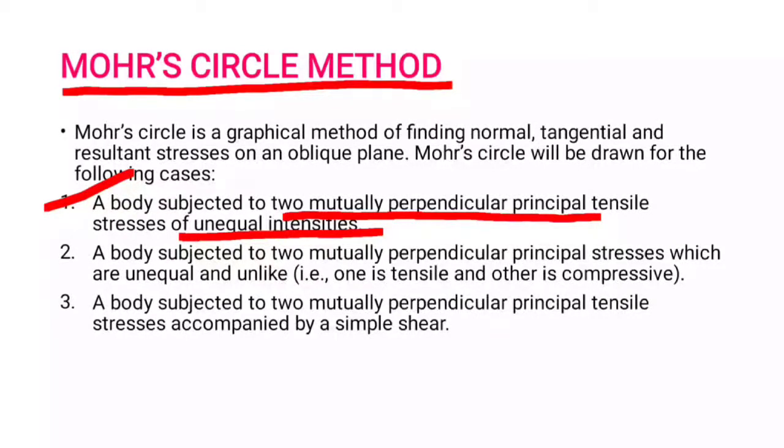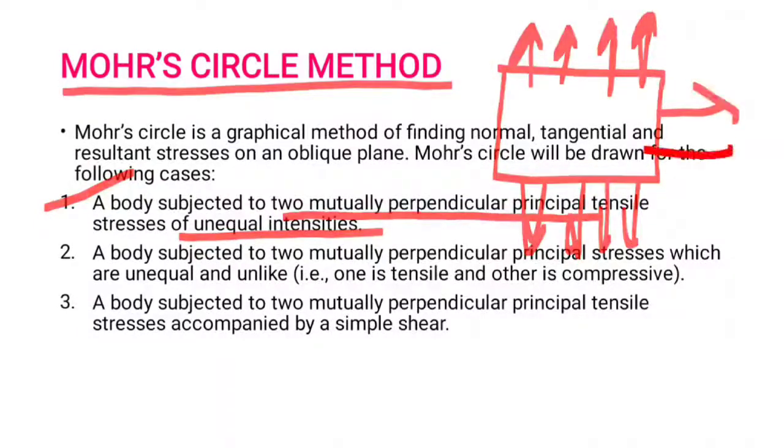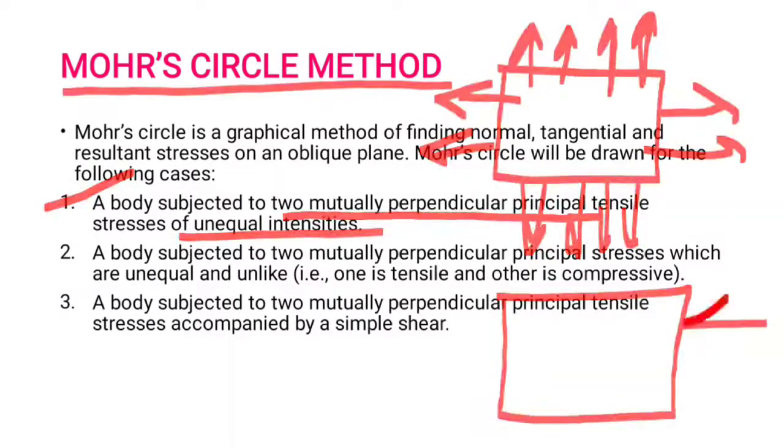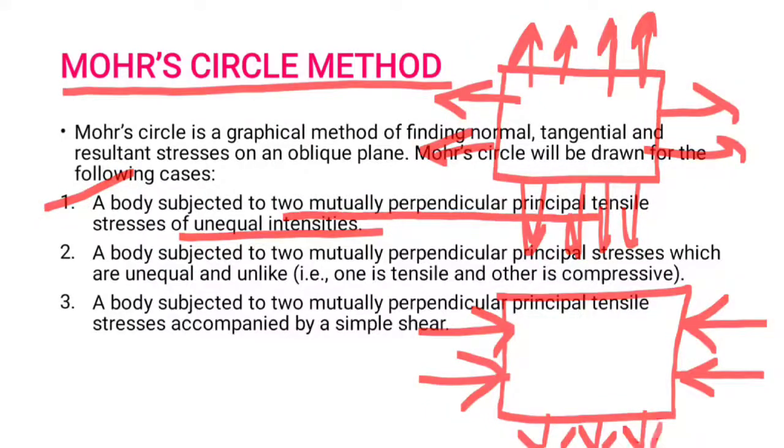The second case is a body subjected to 2 mutually perpendicular principal stresses which are unequal and unlike. The intensities are unequal and they are, let's say, if this direction is compressive, this one is tensile.